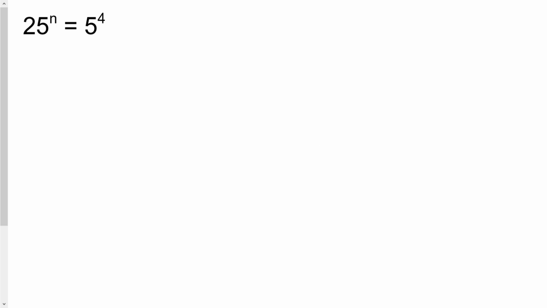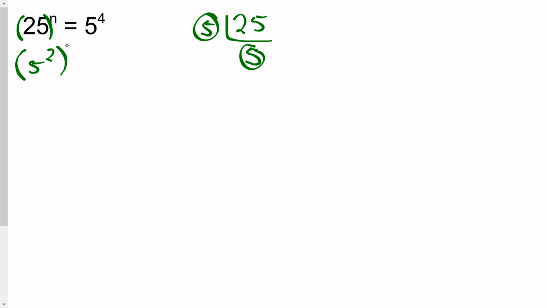All right, here's another one just like that. Why don't you guys go ahead and pause the video and give it a shot. I've got 25 to the power of n equals 5 to the power of 4. I can rewrite 25. I know I can think of a base of 5 at least. I use the upside down division. 25 divided by 5 is 5. So I can rewrite 25 as 5 squared to the power of n equals 5 to the power of 4.